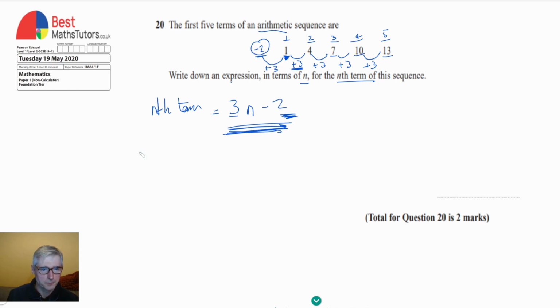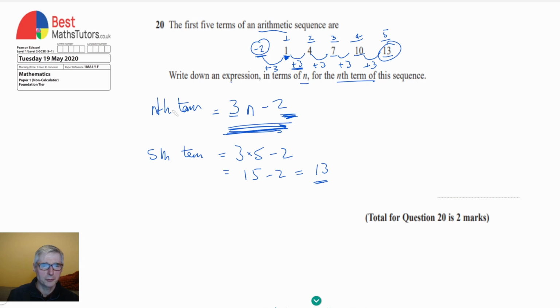So for example, if I were to find what the fifth term was, then I would replace n by 5, because that's the value of n for the fifth term there. And I'd have 3 times 5 and then take away 2. And if I work that out, 3 times 5 is 15, minus 2 equals 13. And we can see that is actually the value there.